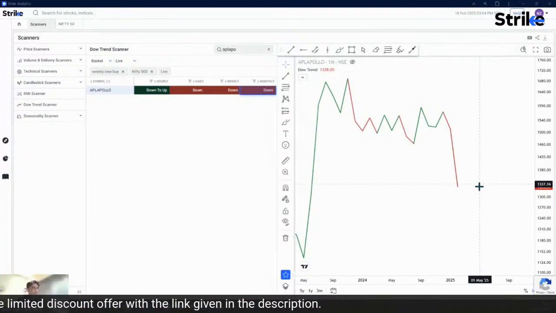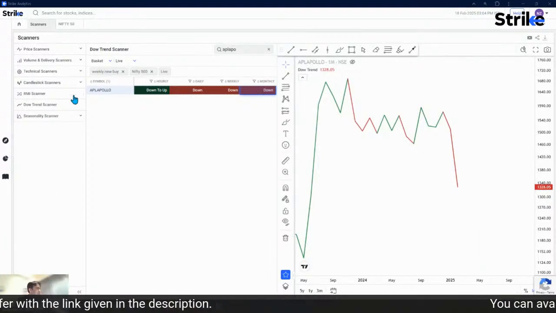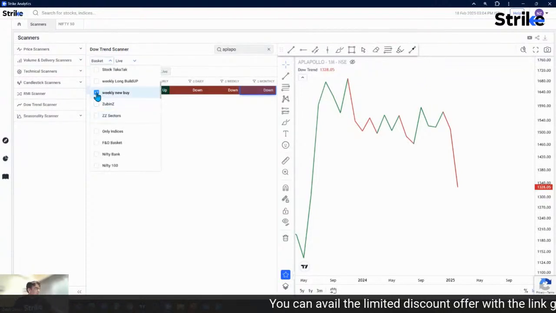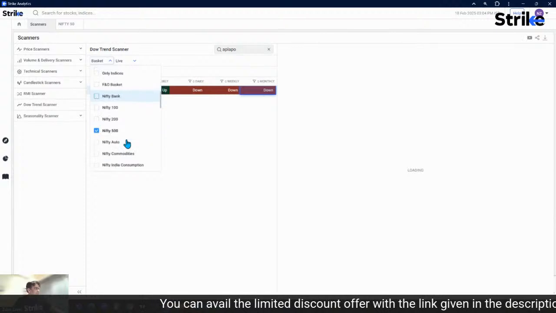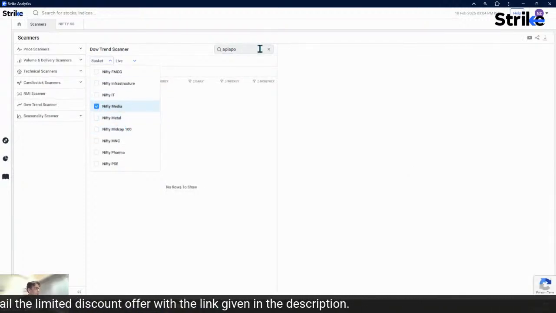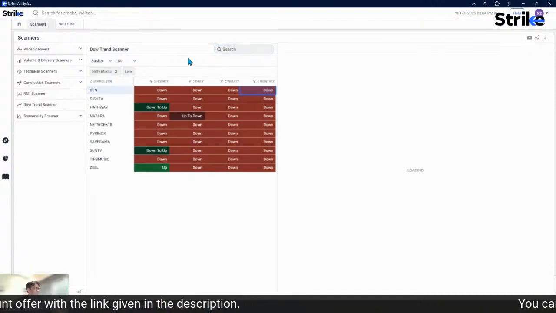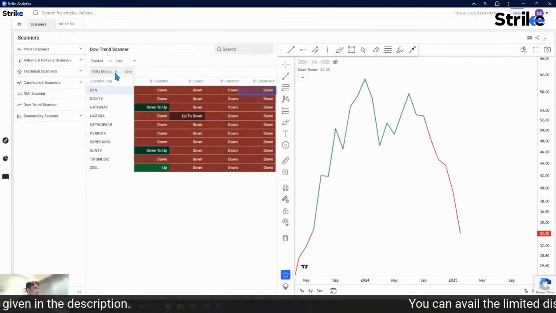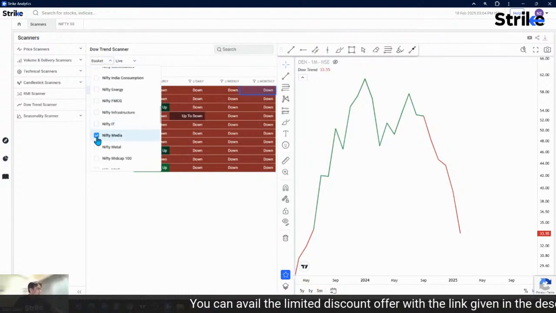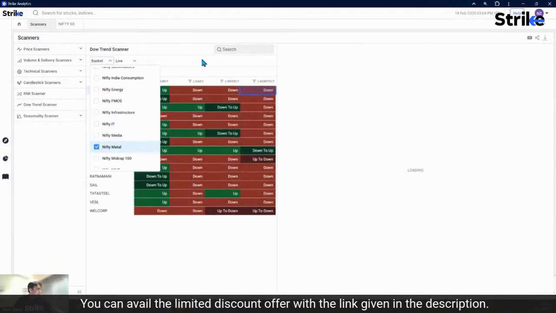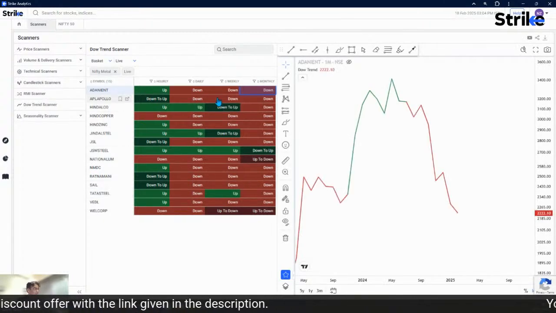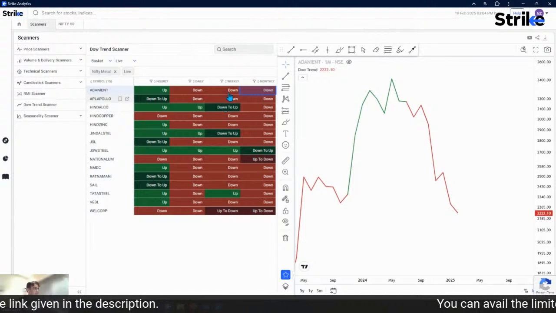Yeah, so great. One more thing that you can do in the Dow Trend Scanner is, instead of selecting any basket, you can select the metal counters also. So we have Nifty Metal over here. I'm so sorry, not media. I want metal. Here we have metal. So in the metal counters, you can find out the stocks which are changing trends over here.